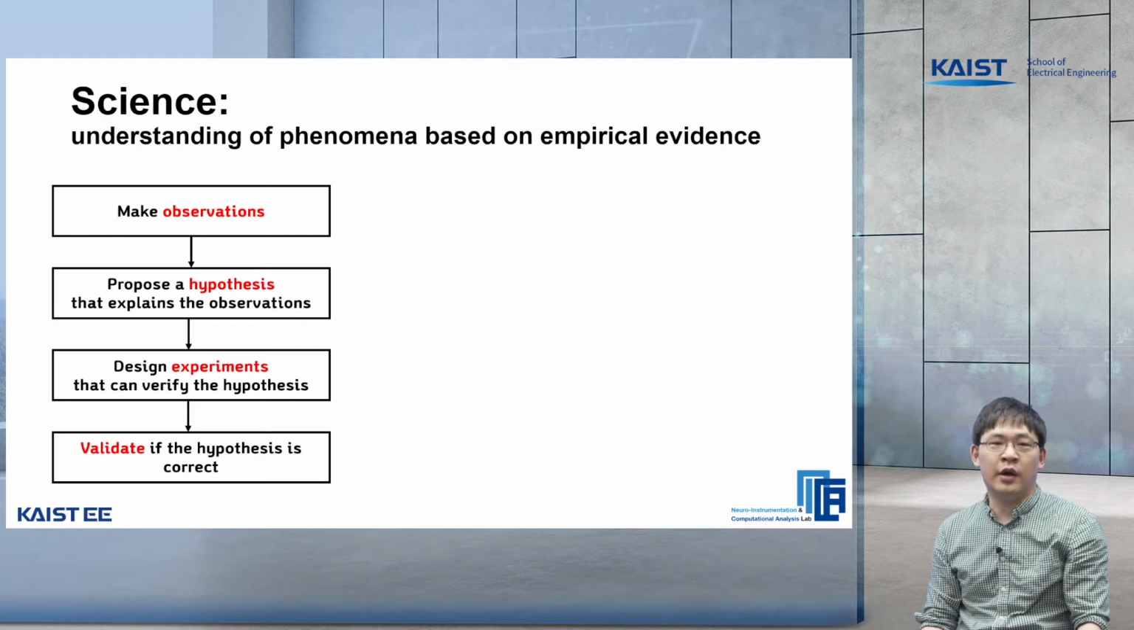Science is about understanding phenomena based on empirical evidence. And advancing scientific knowledge is based on the following process. We start with making an observation, and then we propose a hypothesis that explains the observation. And then we design and perform the experiments to verify the hypothesis.